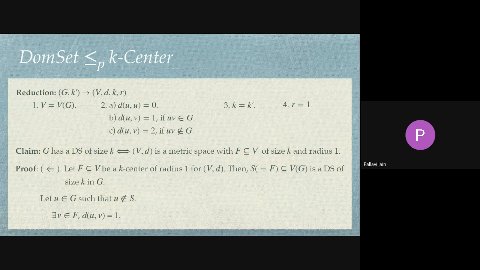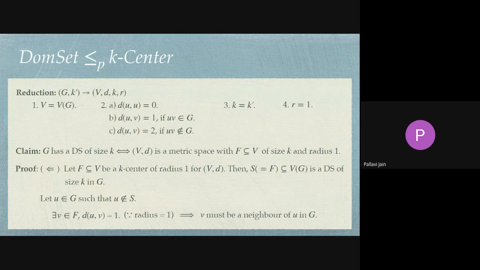And we know that there must exist an element in F such that its distance with U will be equal to 1. Because why? Because we know that the radius is 1. 0 is not possible because they are from different sets. Yeah, 0 is not possible, right? Okay. So, if the radius is 1, then that implies that there must be a neighbor of U in G.